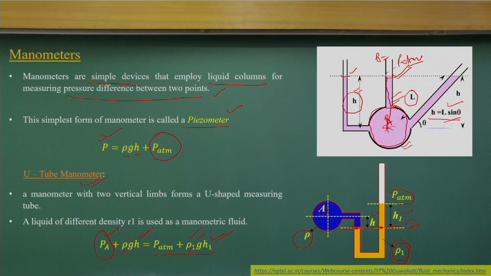Most of the time we use this simple device, the U tube manometer, to measure H and H1 with graduated scales, and by measuring H and H1 and using the simple hydrostatic equations we can compute the PA value.